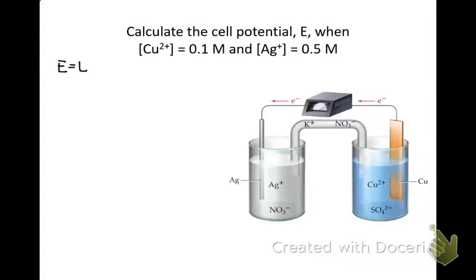E equals E naught minus 0.0592 volts divided by n times log of Q. And so we're trying to find cell potential E, so let's start filling in the things that we know. We know that the standard potential is 0.46 volts.